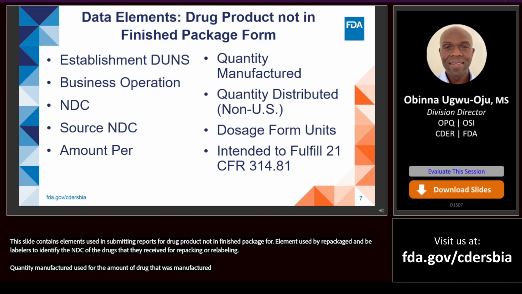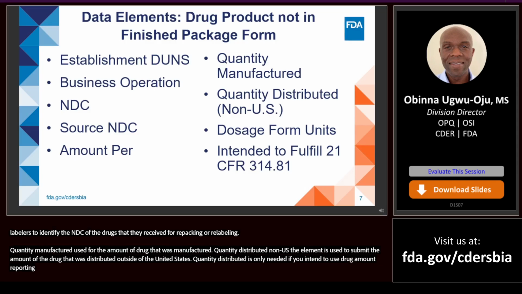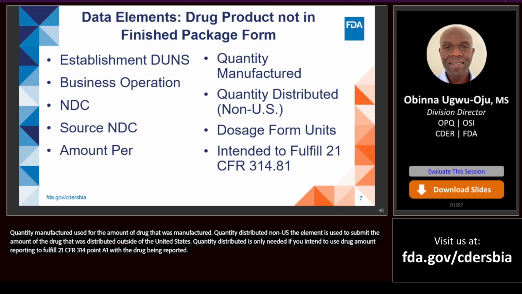Quantity distributed non-US data element is used to submit the amount of the drug that was distributed outside of the United States. Quantity distributed is only needed if you intend to use drug amount reporting to fulfill 21 CFR 314.81 for the drug being reported. Intended to fulfill 21 CFR 314.81 data element is used to indicate if the report will be used to fulfill annual report requirements for new drug and abbreviated new drug application.